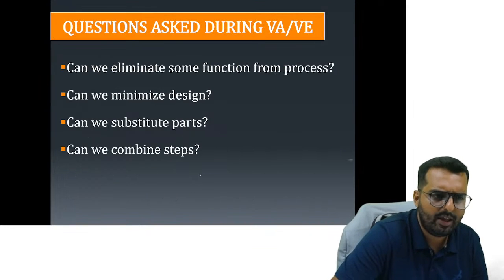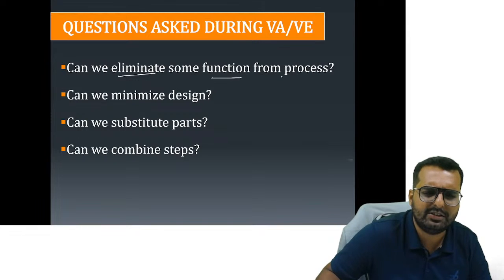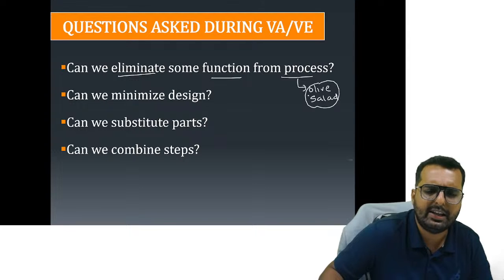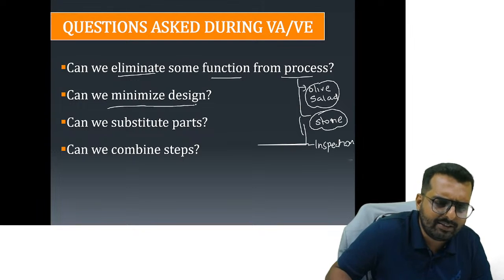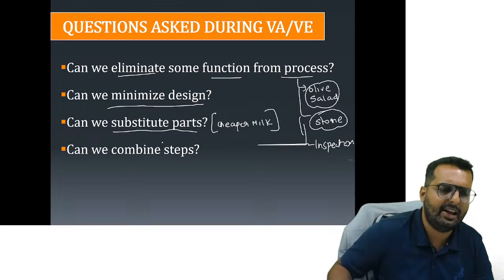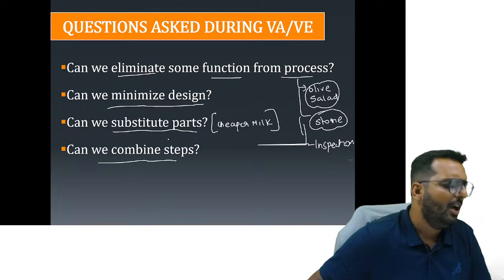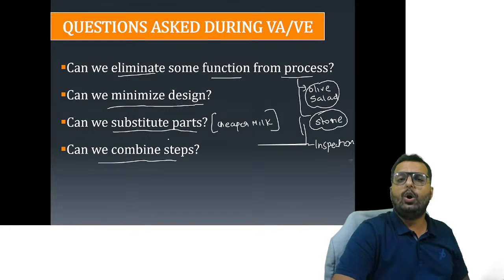Okay. Now, the following questions they keep asking. Can we eliminate some function from the process? For example, can I eliminate the olive salad? Can I eliminate the store? Can I eliminate the inspection department? These are the questions that you will ask. Can I minimize the design? Can I substitute the parts? Can I use cheaper milk? Etc. etc. Can we combine some steps? Ultimate objective is what? You are supposed to reduce your cost.